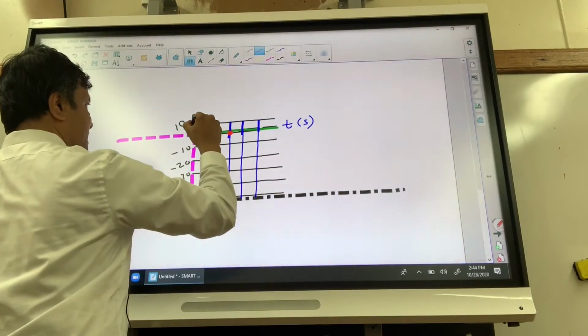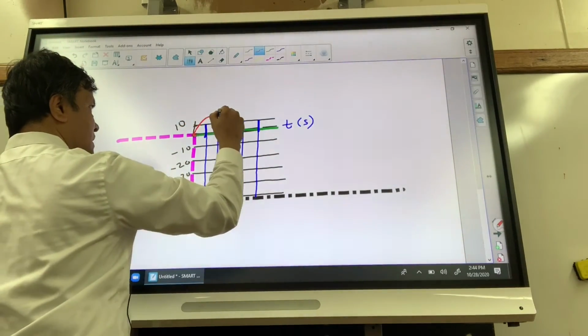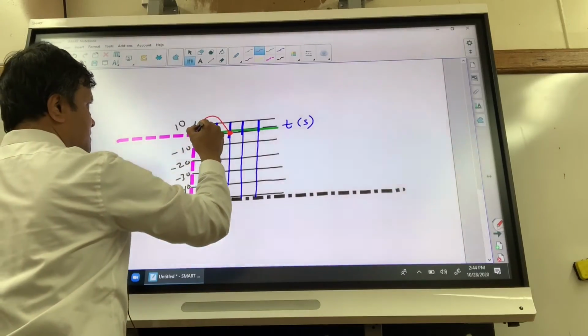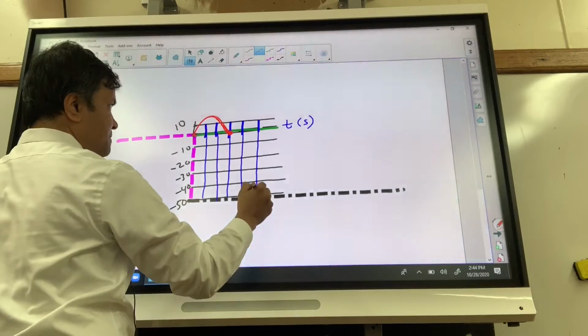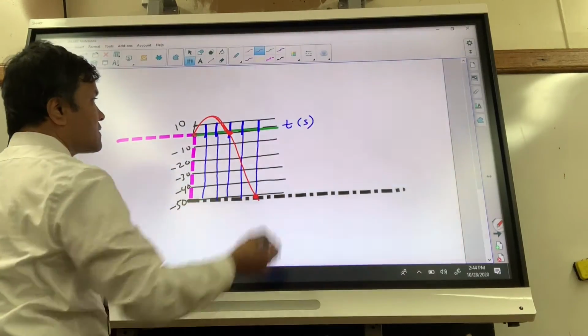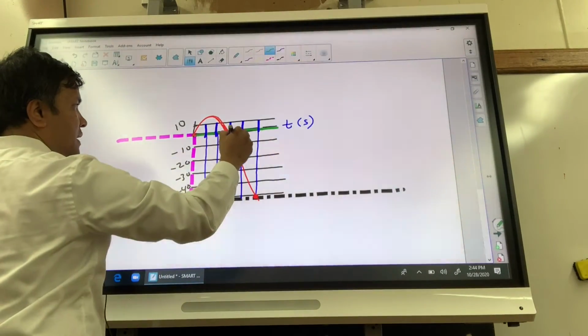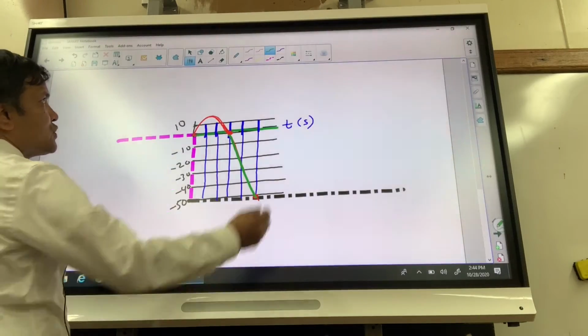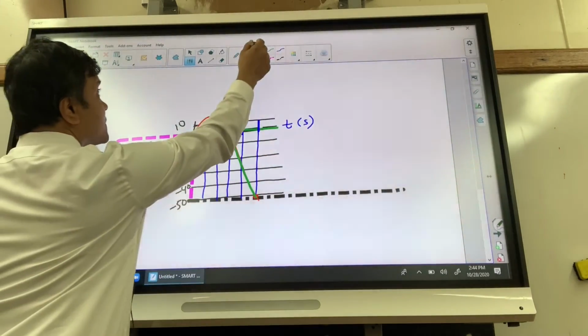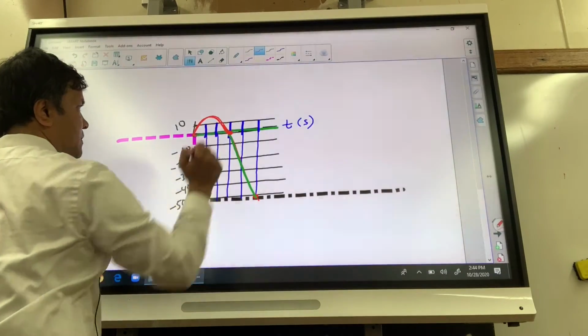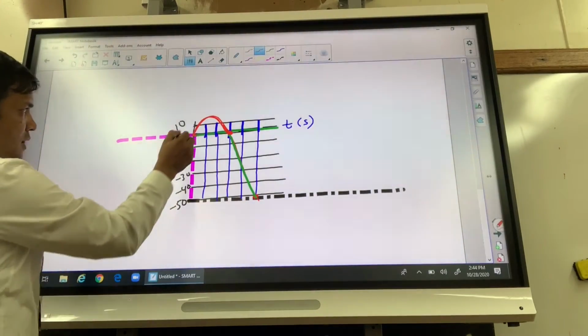So the ball leaves here and it makes a parabola. This is 5 seconds and then it falls. So I'm going to make it green. This one is red.